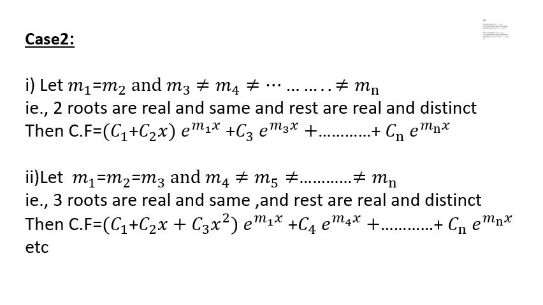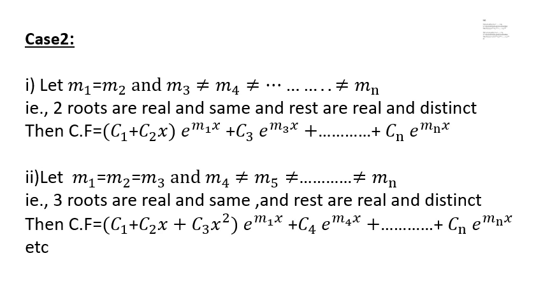In this case, the CF rule, complementary function rule, is, write CF is equal to, inside the bracket, C1 plus C2x, outside the bracket e to the power m1x, plus C3 e to the power m3x, plus Cn e to the power mnx.